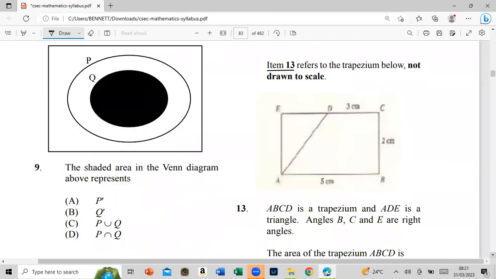The shaded area in the Venn diagram represents this right here, which would be the intersection. It's common to both, alright? So it will be P intersect Q. Very nice one.